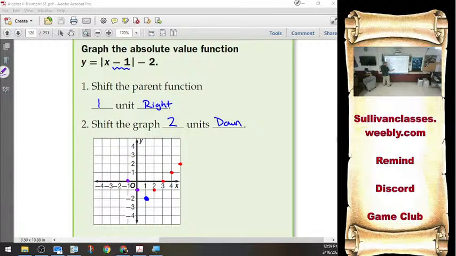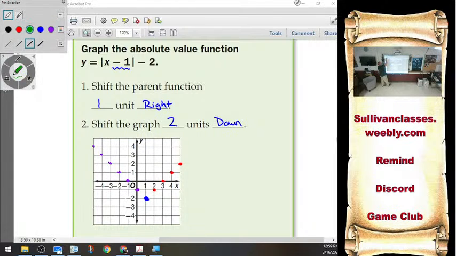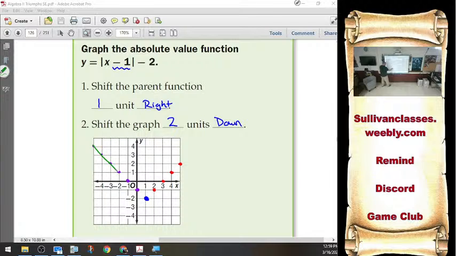So up 1, left 1, up 1, left 1, and so on. And I got me a V. Connect the dots. Chugga, chugga, choo. There it is.